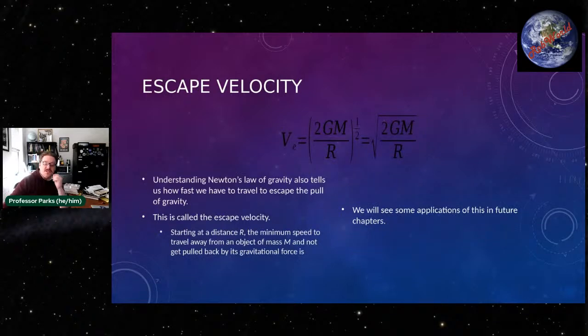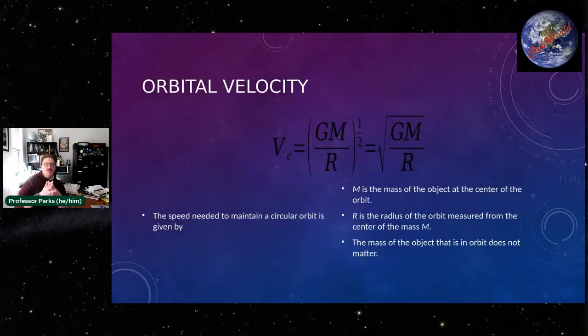So that is the speed that is required for a circular orbit. You can put in the numbers: the gravitational constant, the mass of the Earth, divided by the radius of the Earth, and take the square root. That's how fast you need to go tangentially to the Earth in order to go into a circular orbit around the Earth.